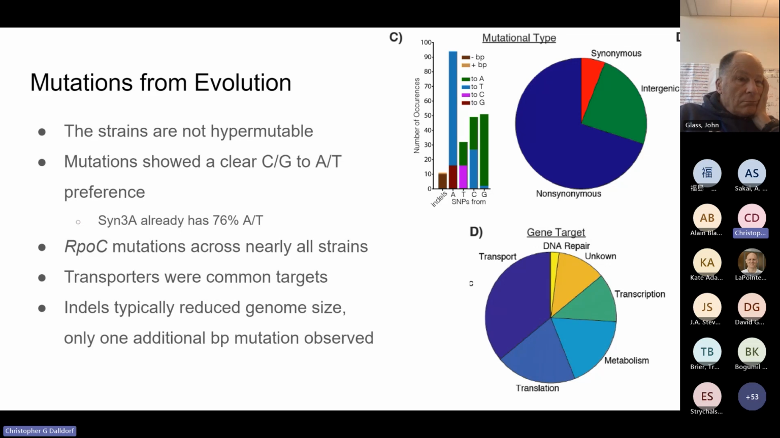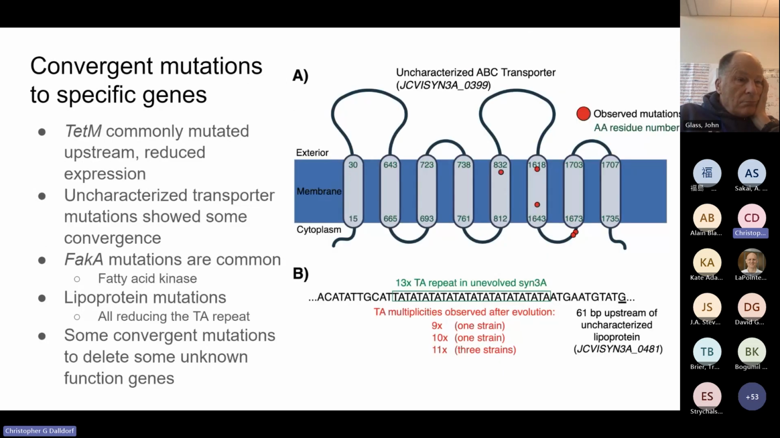Indels were somewhat common, and they all reduced genome size. There's only one addition of a base pair mutation observed. So it's interesting that even after all this synthetic reduction in genome size, evolution will naturally push that a little further. So next up would be, what are these specific mutations?